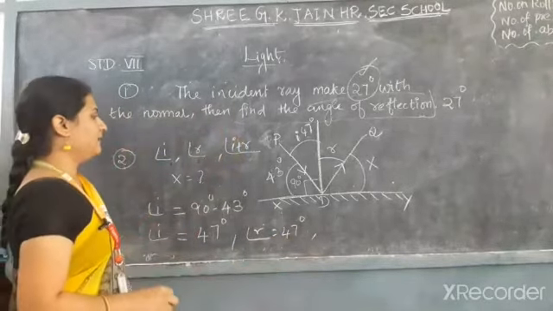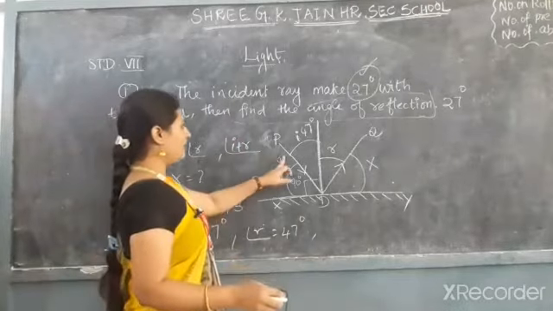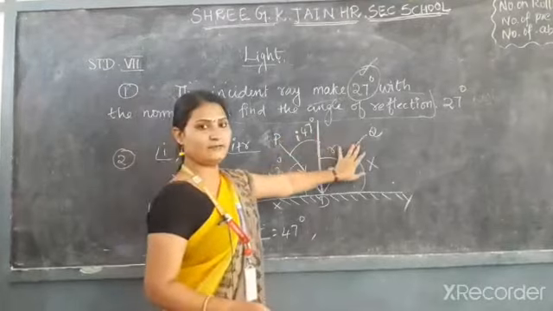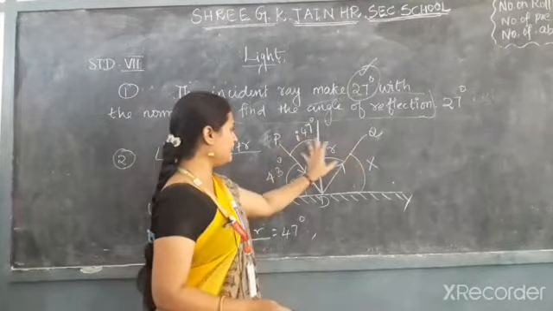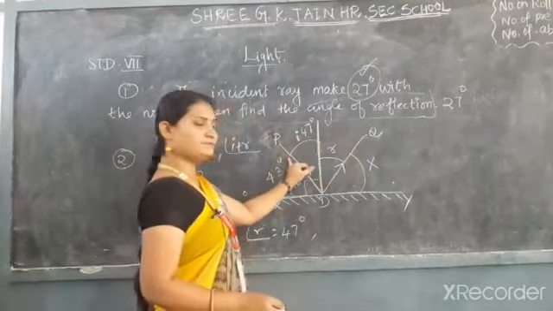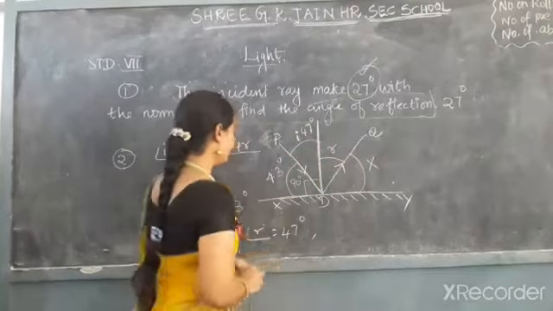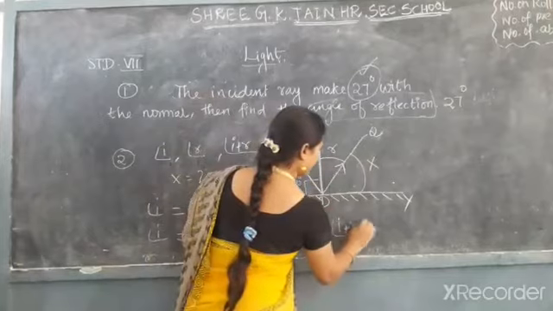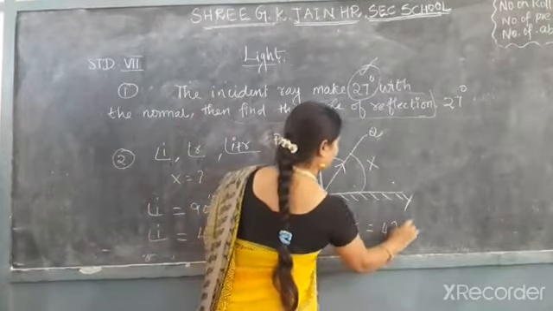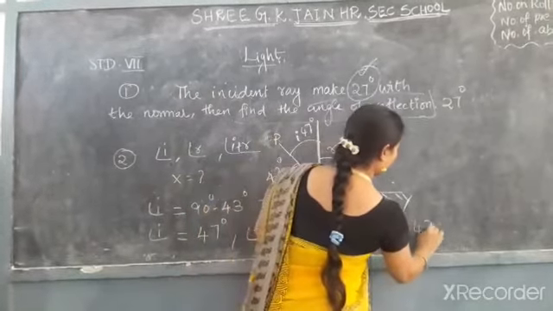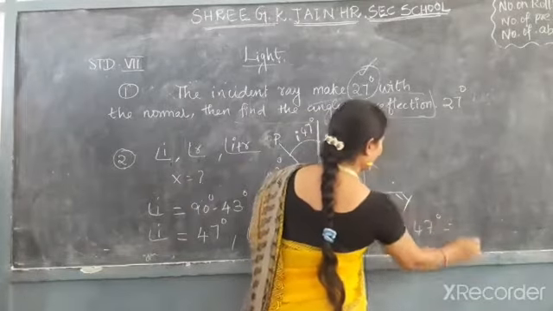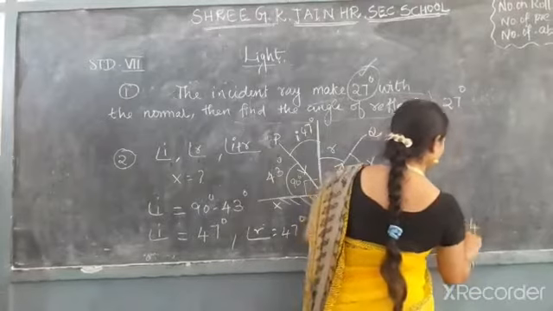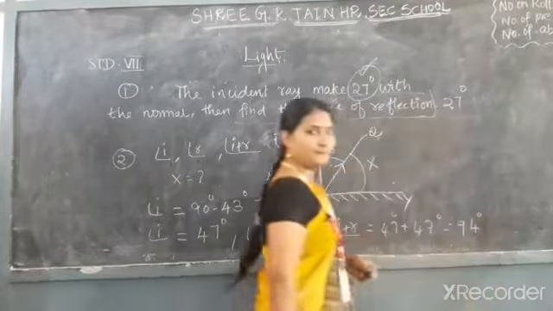Next, we have to find the angle between the incident ray and the reflected ray, the angle between P and Q. For that we add the angle of incidence and the angle of reflection. So 47 plus 47. What will be the answer? 94 degrees.